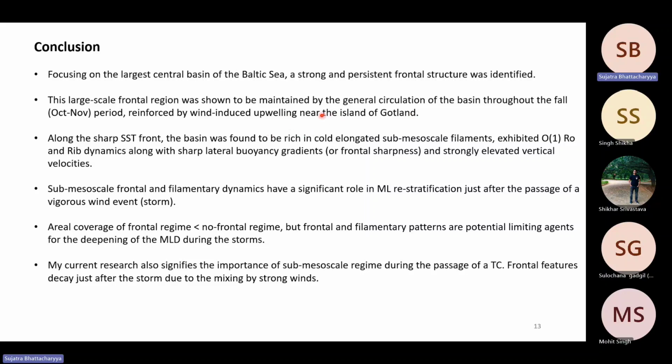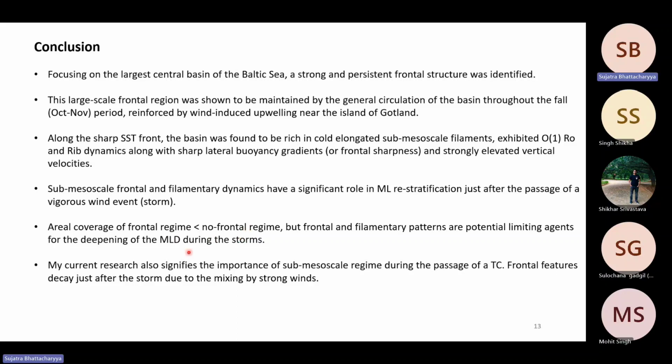They checked that the general circulation and wind pattern reinforce the upwelling, which gives the sharp lateral gradient of SST, which is actually the first trigger for this submesoscale regime. They also plotted various quantities like frontal sharpness, Rossby number, Richardson number, which are favorable for this regime. And they also found that in between two storm events, these filaments try to reappear and try to restratify the mixed layer depth.